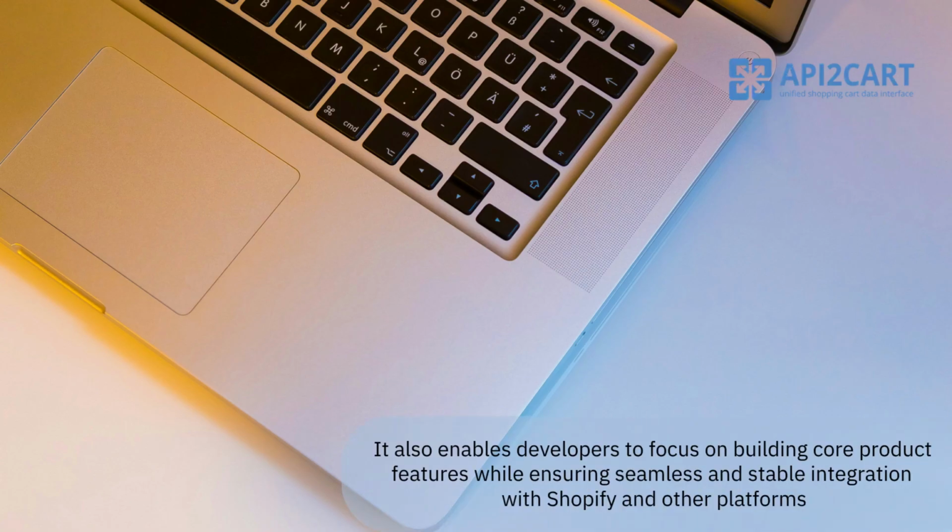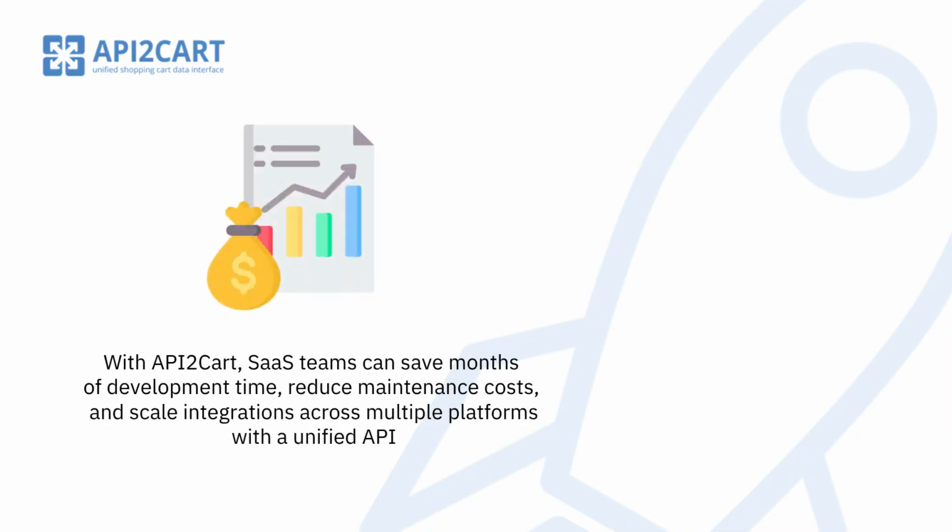It also enables developers to focus on building core product features while ensuring seamless and stable integration with Shopify and other platforms. With API 2Cart, SaaS teams can save months of development time, reduce maintenance costs, and scale integrations across multiple platforms with a unified API.